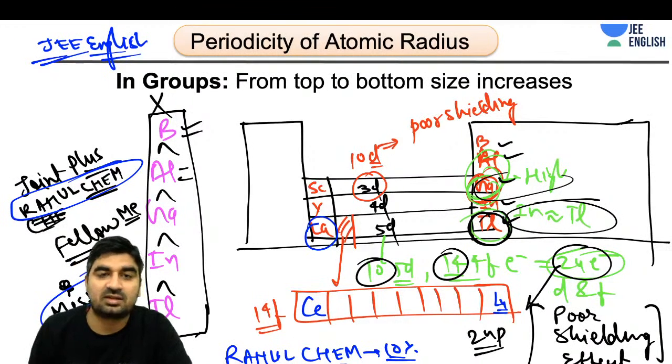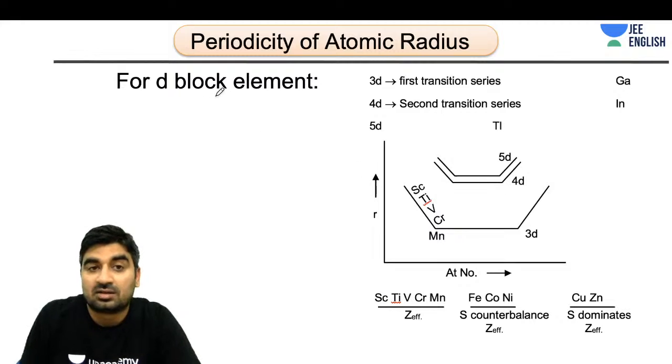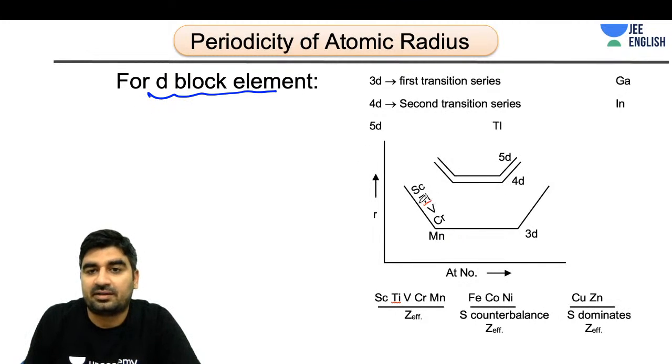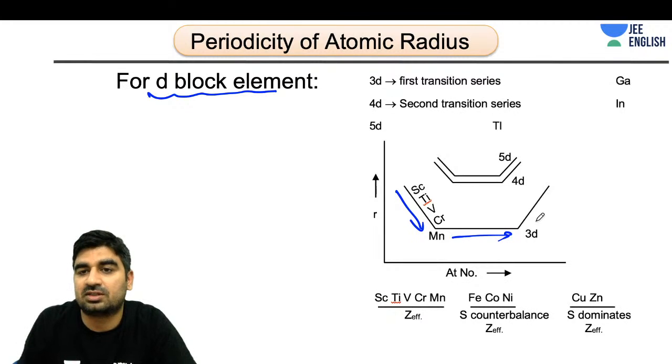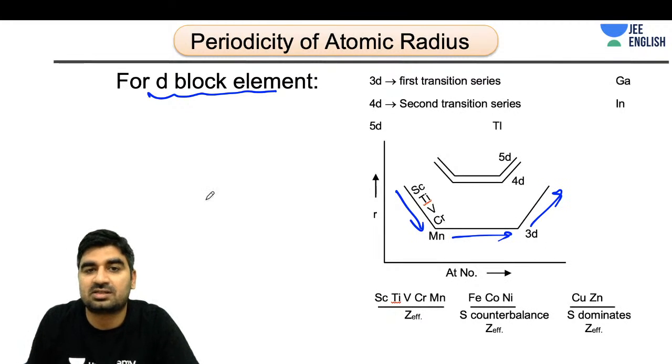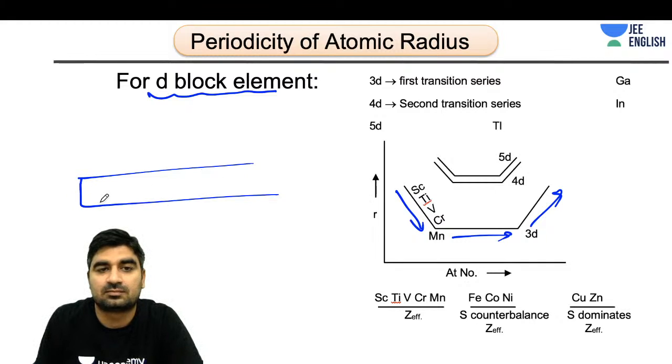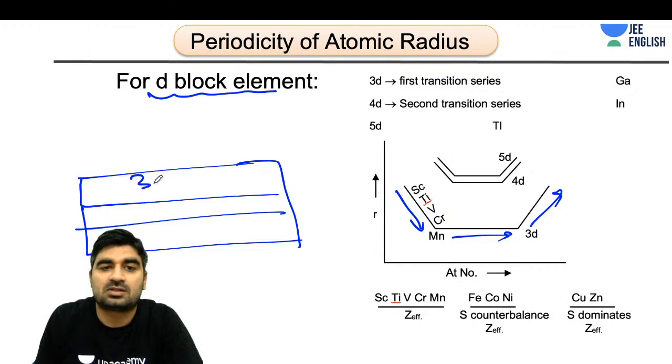So guys, now it is clear why for D block there is no perfect trend. In D block generally first radius decreases, then it remains constant and then again increases. So guys, this is 3D, 4D and 5D.